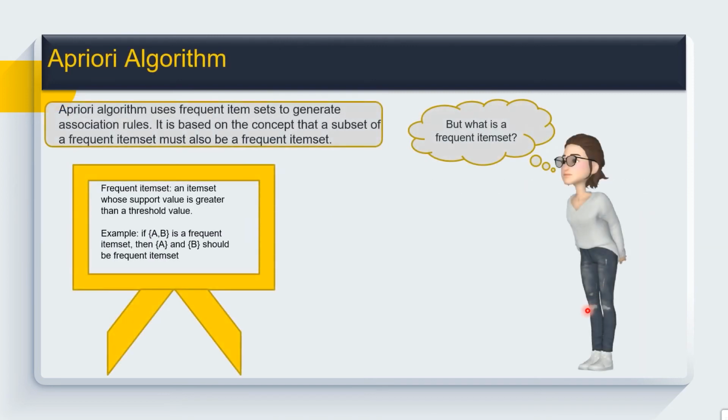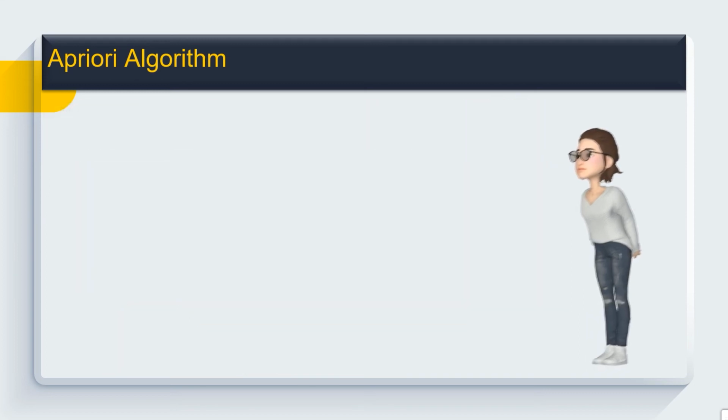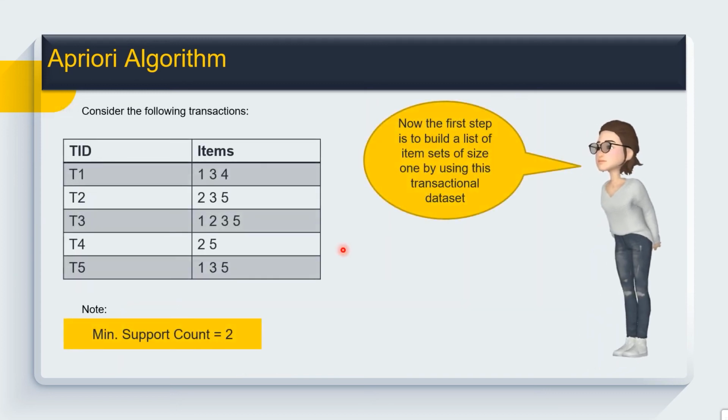Now here again we talk about the Apriori algorithm. So the Apriori algorithm and association rule mining go hand in hand. So what is the Apriori algorithm? It uses the frequent item set to generate the association rules, and it is based on the concept that a subset of a frequent item set must also be a frequent item set. So let's understand what a frequent item set is and how all of this works together.